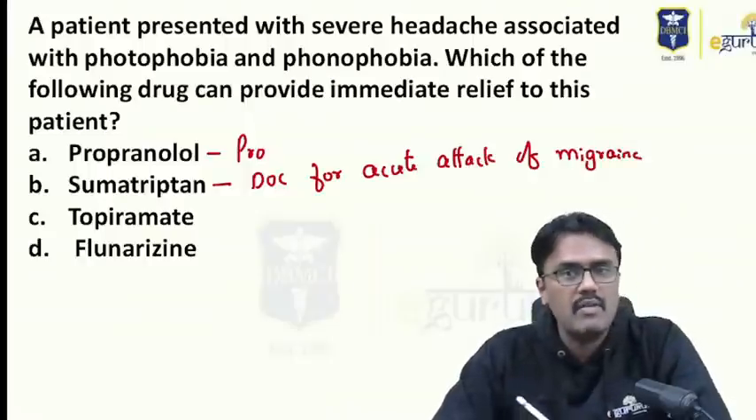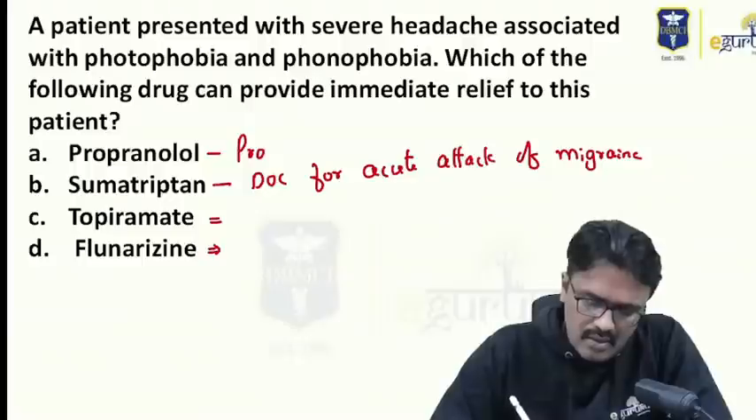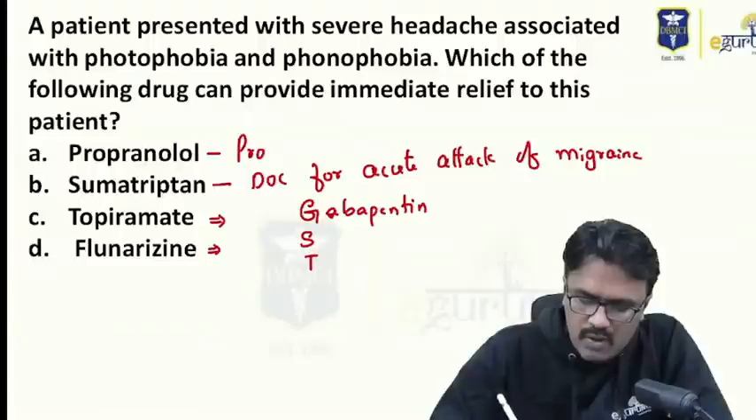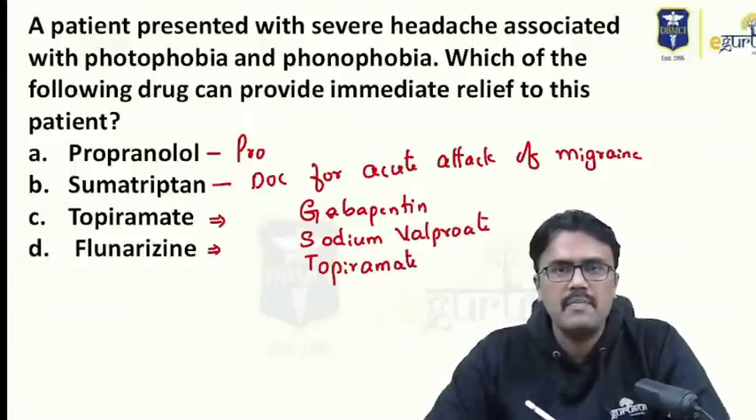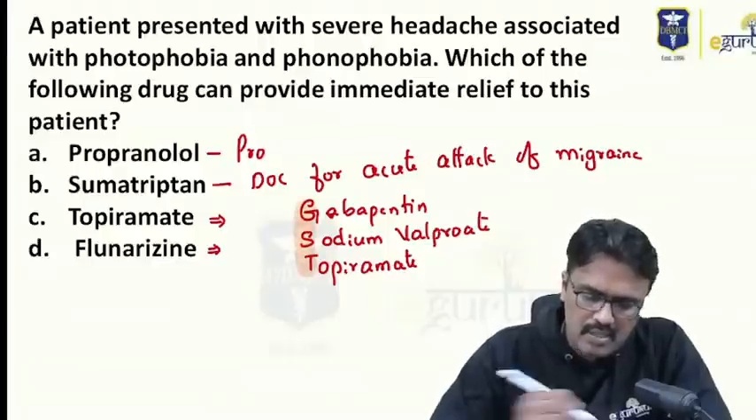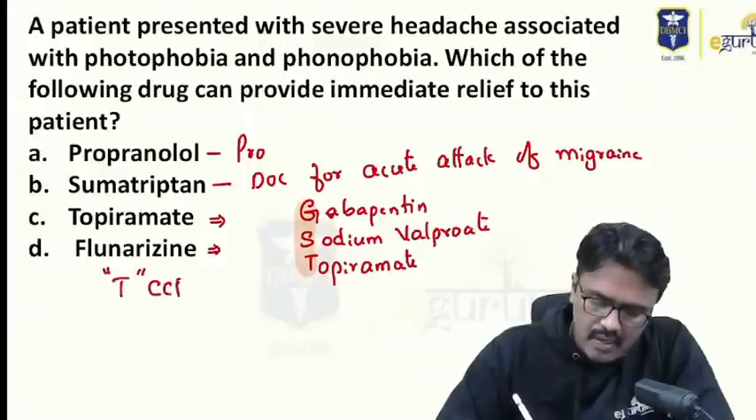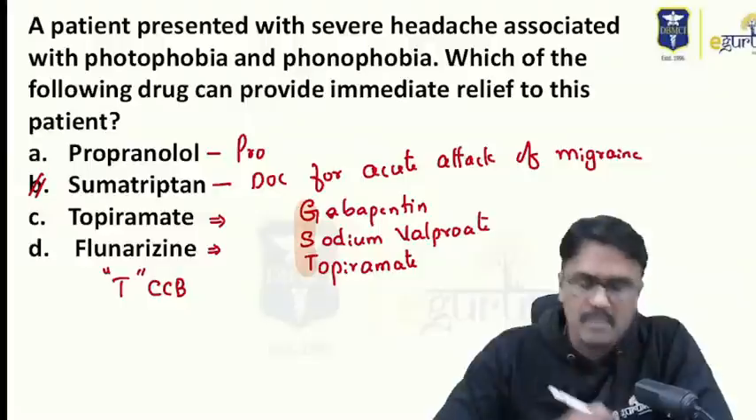Now please comment if there was any change in the options. Topiramate, flunarizine. So topiramate, the anti-epileptics like GST. What is GST? G for gabapentin, S for sodium valproate, and T for topiramate. These drugs are used for migraine prophylaxis, which are the anti-epileptics. So you remember them as GST. What about flunarizine? Flunarizine is a T-type calcium channel blocker that is also used for migraine prophylaxis. So what is used for acute attack? It's none other than sumatriptan. That is the best drug.